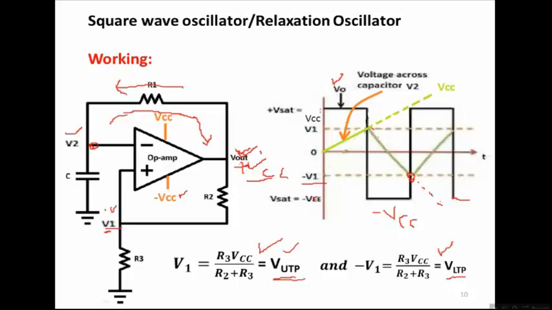compute in the coming slides. So this circuit is also called the relaxation oscillator. The output would be relaxing with a certain pattern and with a certain frequency.